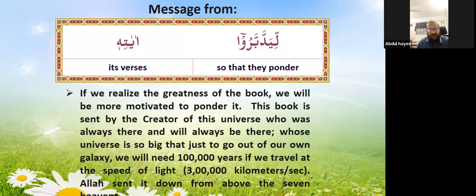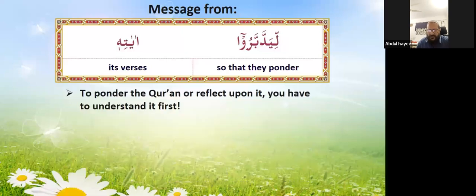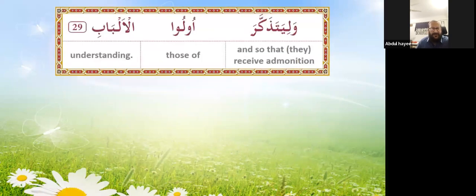Allah sent it down from above the seven. There is not one sky. This one universe is a part of this sky, I tell you. There are so many universes under the one sky, and there are seven skies. To ponder the Quran and reflect upon it, you have to understand. So the next part is Bismillah.